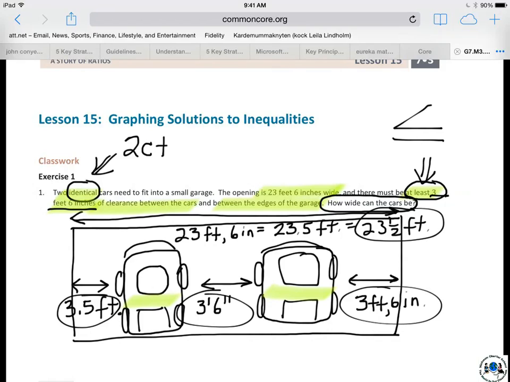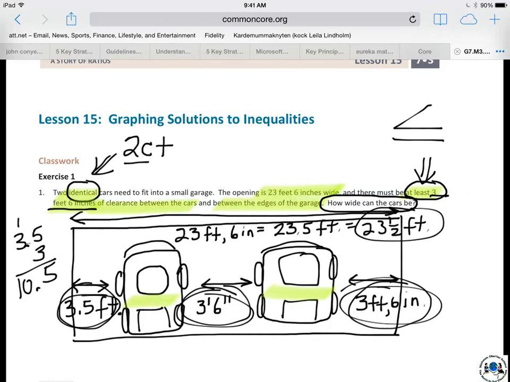Yes, 2C, and that's 2 cars, okay? So 2 cars plus what? Plus the amount of space we need to pay attention to, and that's 10.5 feet, okay? 10.5 feet.